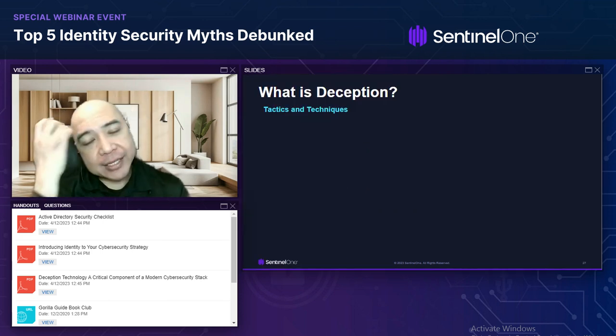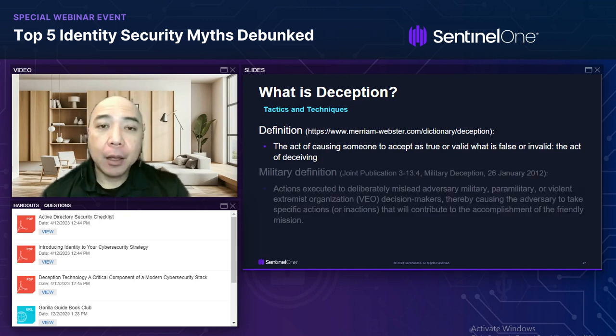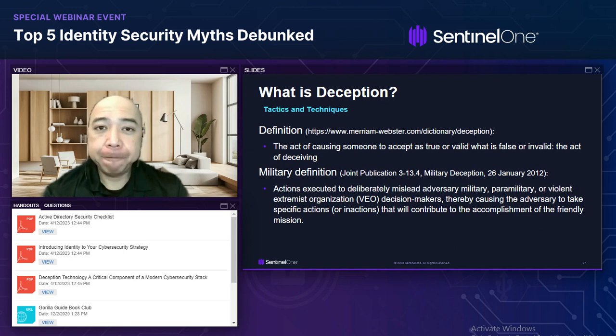So, what is deception? Well, the definition is basically to lie. It's causing someone to accept as true or valid what is false or invalid. The military definition actually is a bit more apropos to what we're looking at, right? It's actions executed to deliberately mislead adversaries, right? So you're misleading adversary decision makers, causing them to take actions or not take actions that help you to accomplish your mission.